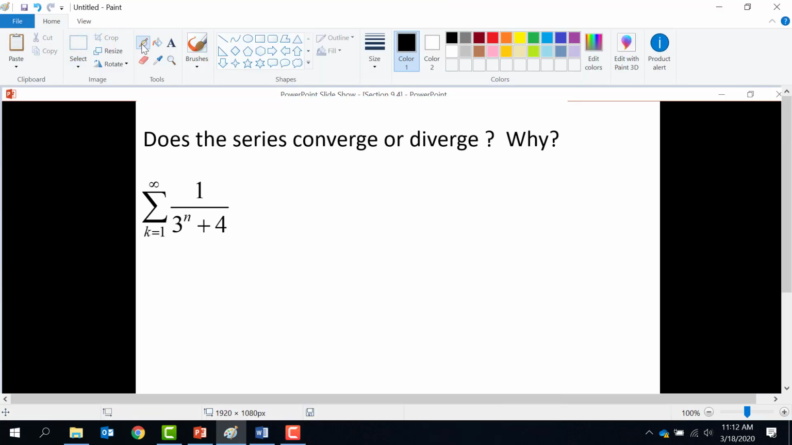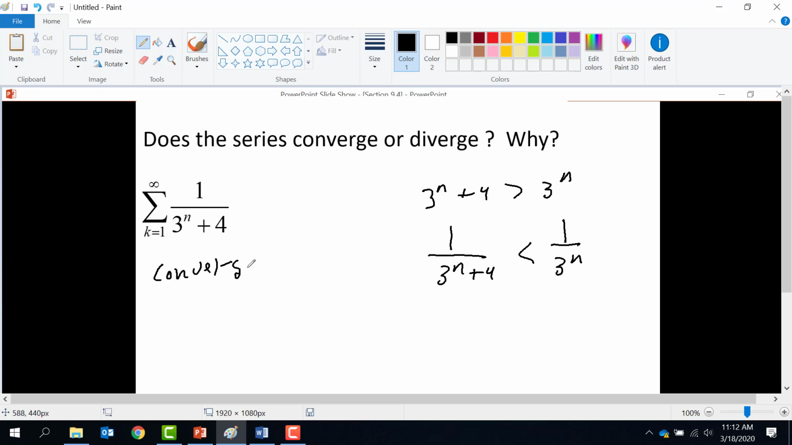So again, we're asking, what should this do? It should be very clear that 3 to the n plus 4 is bigger than just 3 to the n. So when I flip both sides, 1 over 3 to the n plus 4 should reverse the inequality, and that should be less than 1 over 3 to the n. Now, we know that if I add up all these terms from the last slide, those will converge, and these are even smaller. So it should make sense that this series converges.